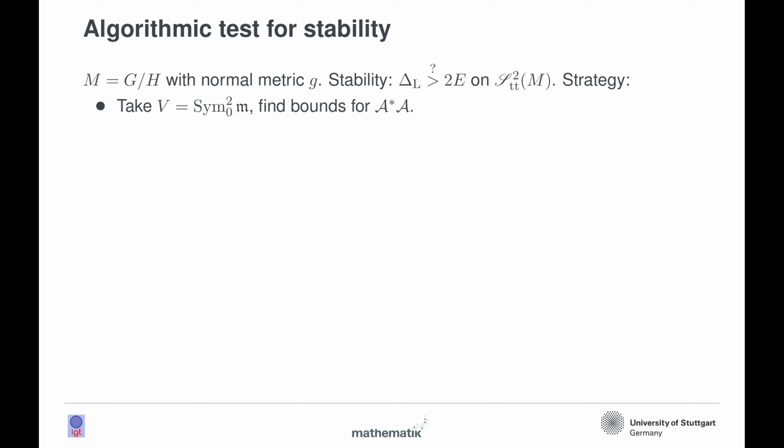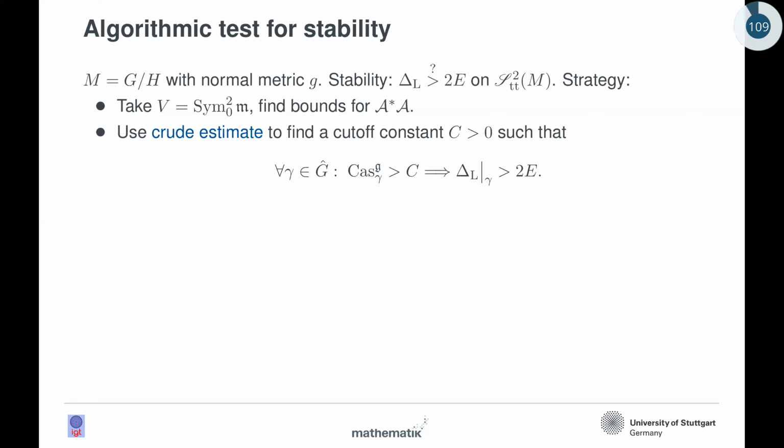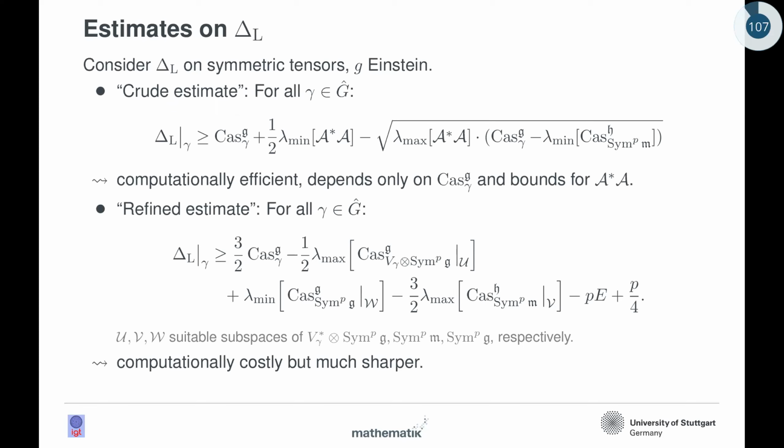So first, we take the traceless symmetric two-tensors as a tensor bundle. We find some bounds for this A star A. Then we apply this crude estimate to narrow down our Fourier modes to some finite set. So we find this cutoff constant such that if this Casimir constant gets too large, then this Lichnerowicz Laplacian also gets large enough, larger than 2e. So recall, maybe look at this formula here. In the crude estimate, if we make this Casimir constant sufficiently large, then also this Lichnerowicz Laplacian will get larger and larger on gamma.